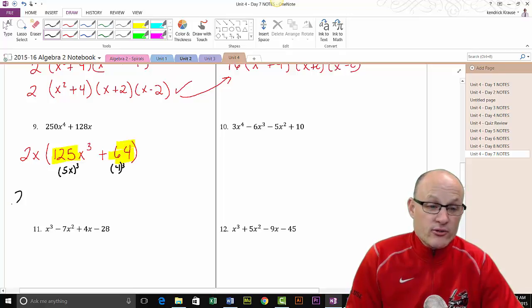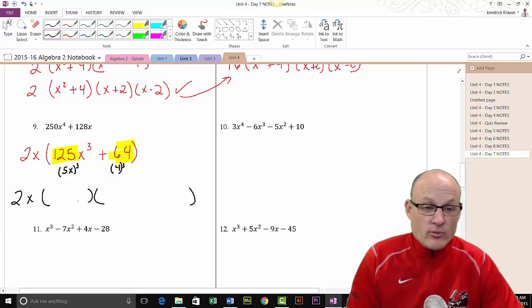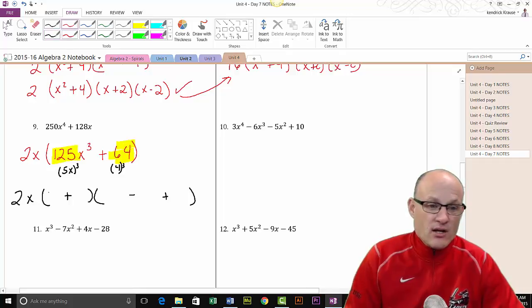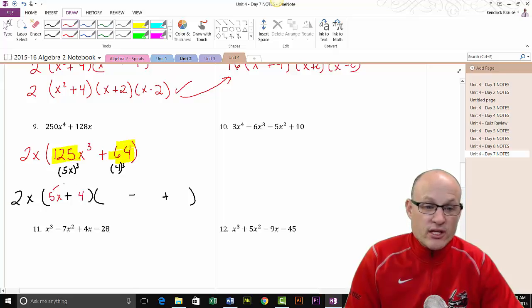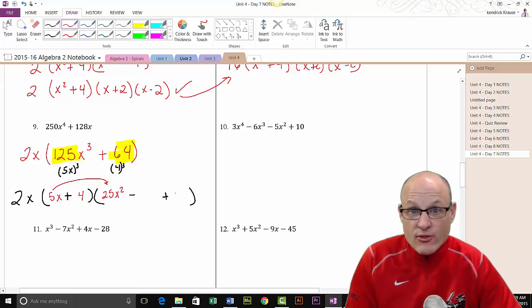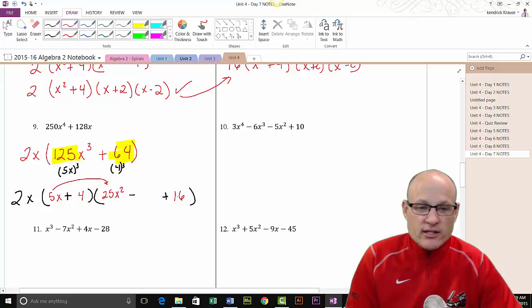What's the first thing you're going to do? Binomial, trinomial. Copy over the signs or put the signs in. Copy, change, always positive. All right, so in the first one goes whatever those two things are, 5x and 4. In here goes the first thing squared, 25x squared. At the end goes the other thing squared, 16. And in the middle goes the product of the two, 20x.